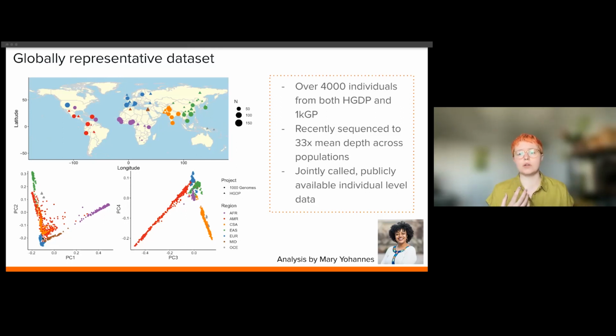And if you're unfamiliar with global PCA plots, this triangular shape is typical to what we'd expect when looking at a global data set. And you'll continue to see this shape as I show more PCA plots later on in the presentation.